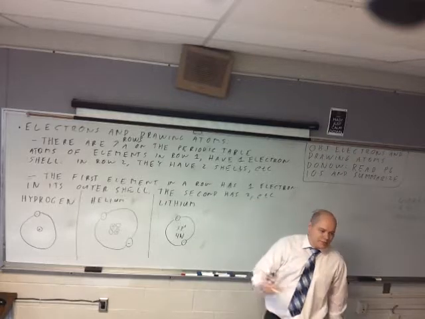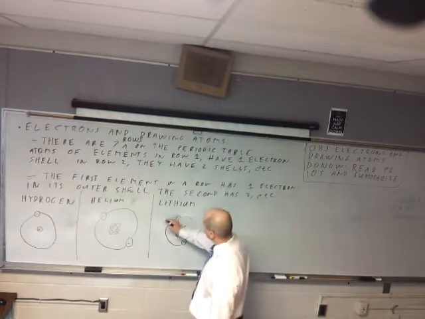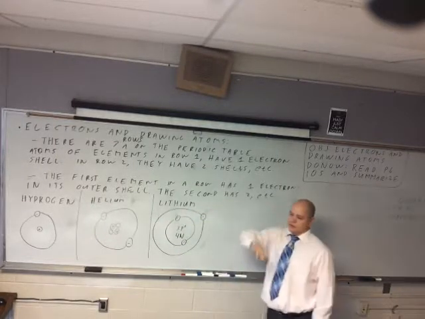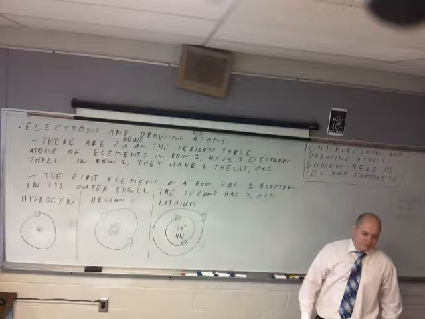And then it's the first element in the second row, so the second shell gets 1 electron. So every time we start a new row, we start a new electron shell and put 1 electron in it.